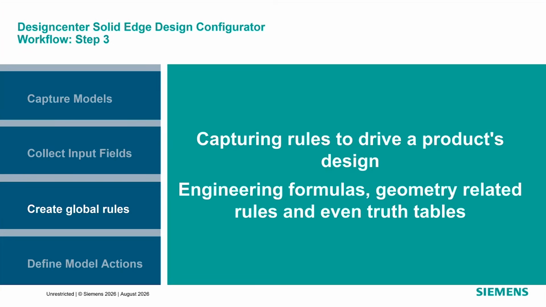So we have our model selected. We have our input defined. Now we can go ahead and add any engineering logic that we want as global rules. This is a totally optional step. You don't have to define anything here if you don't need to, or if you want, you can. And there are many different rules available that can range from straightforward engineering formulas to geometry-related or property-related calculations. And you even have access to truth tables.